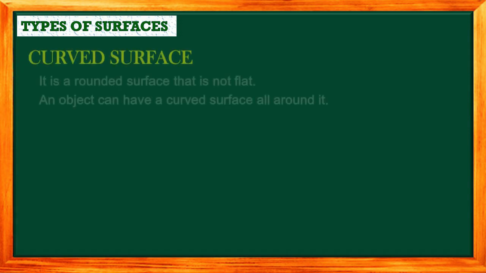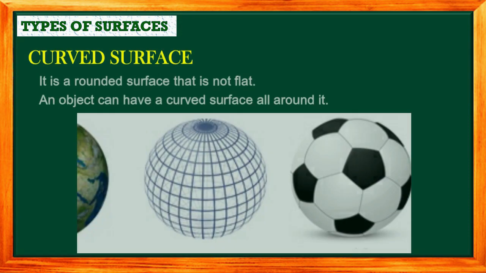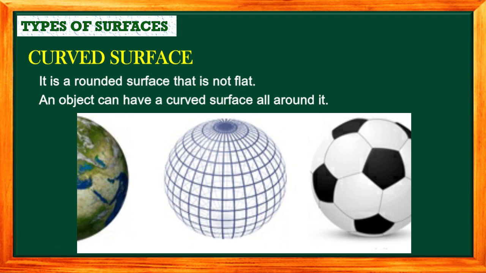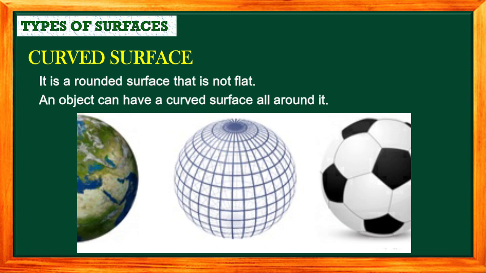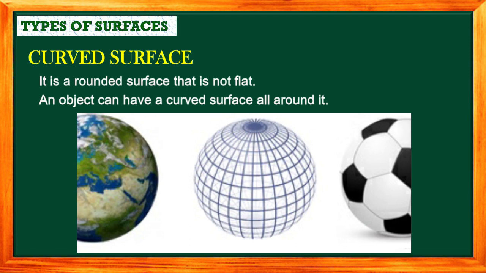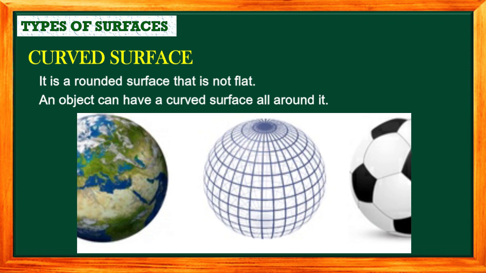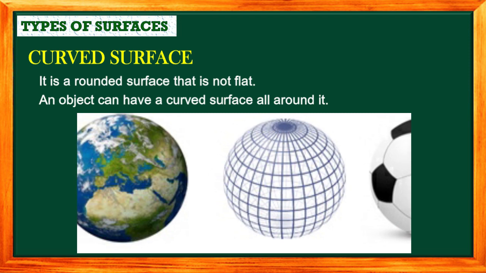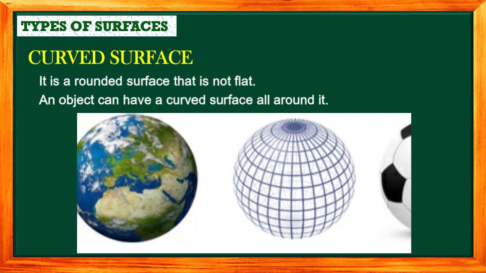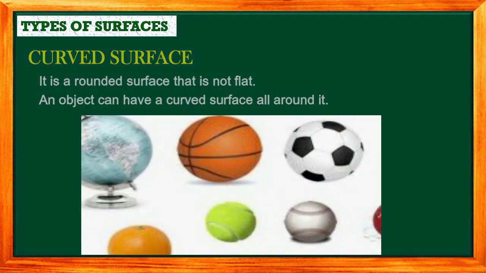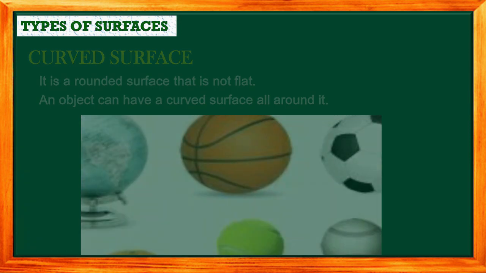The second type of surface is the curved surface. A curved surface is a rounded surface that is not flat. An object can have a curved surface all around it. Such objects have only one surface throughout. Spherical surfaces are formed by only one surface. Real-life examples of objects with a curved surface throughout are balls, globes, eggs, pipes, and domes.